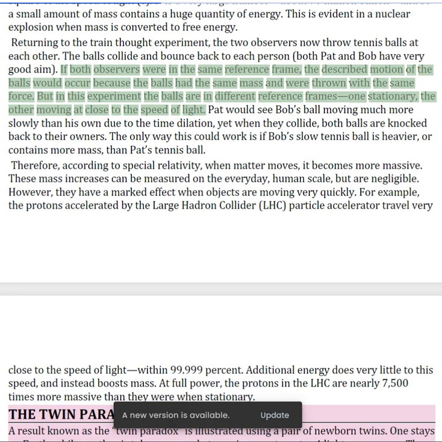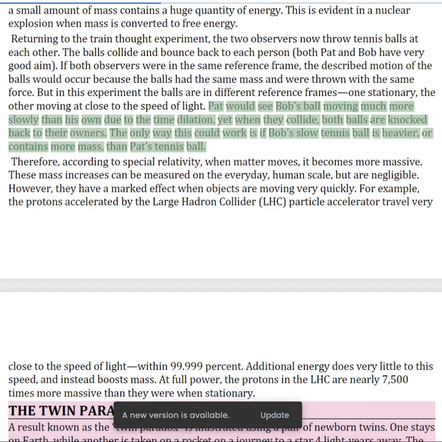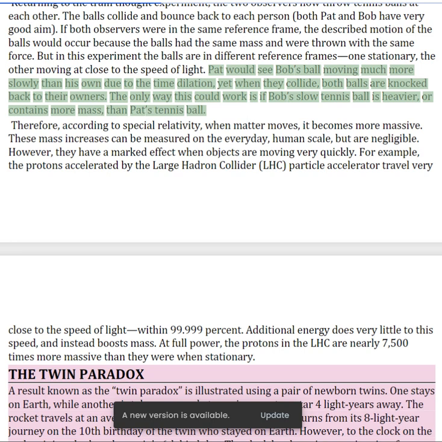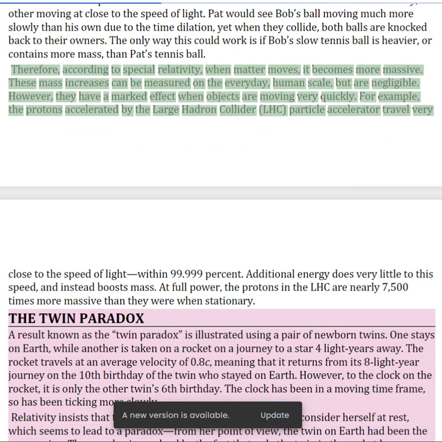But in this experiment the balls are in different reference frames, one stationary, the other moving at close to the speed of light. Pat would see Bob's ball moving much more slowly than his own due to the time dilation, yet when they collide, both balls are knocked back to their owners. The only way this could work is if Bob's slow tennis ball is heavier, or contains more mass, than Pat's tennis ball. Therefore, according to special relativity, when matter moves, it becomes more massive.